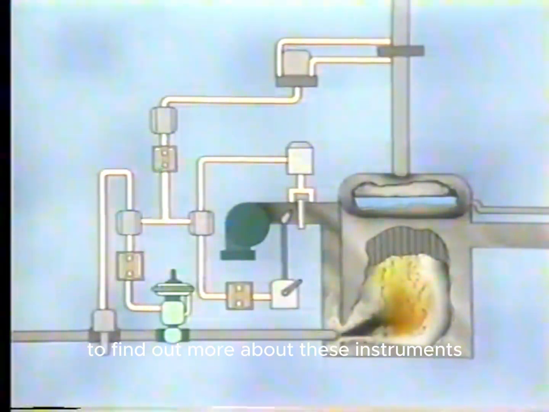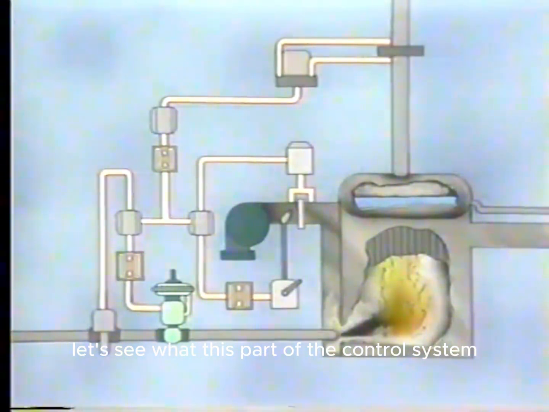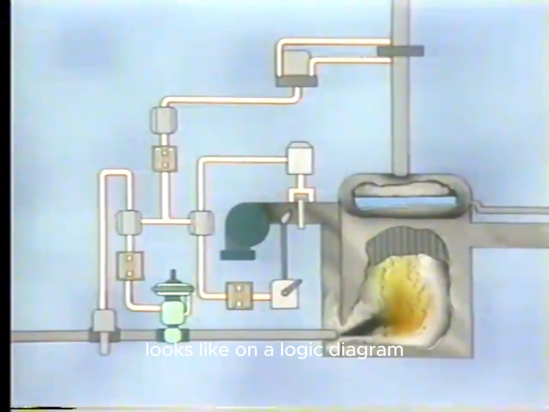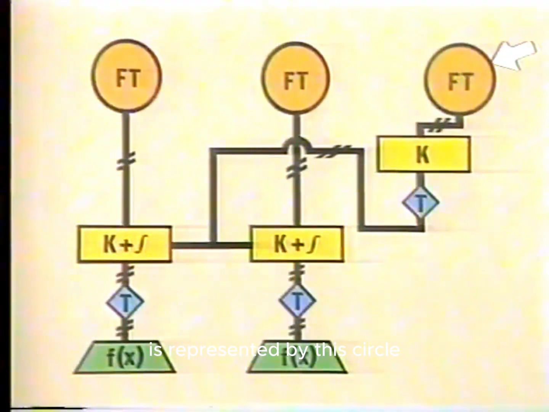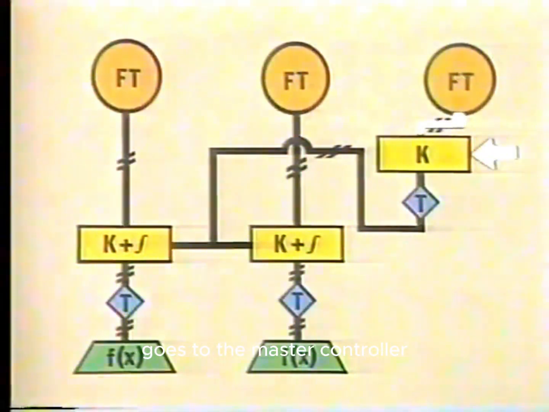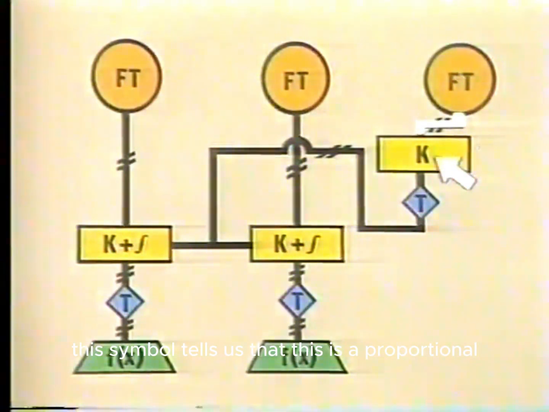To find out more about these instruments, let's see what this part of the control system looks like on a logic diagram. The steam flow transmitter is represented by this circle on the right. The output from the transmitter goes to the master controller. This symbol tells us that this is a proportional-only controller.